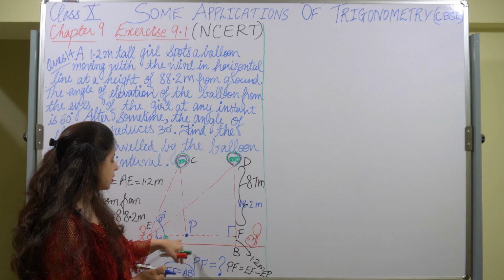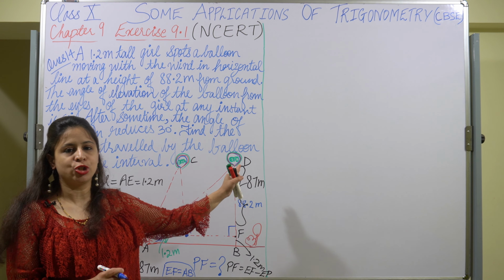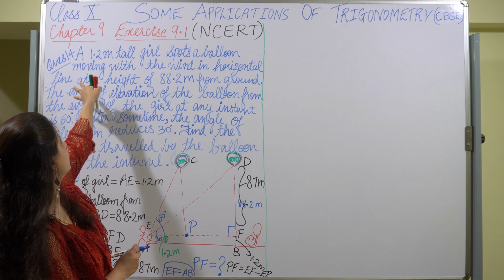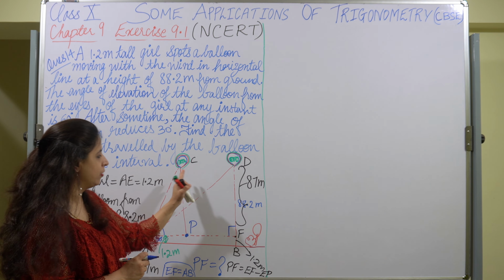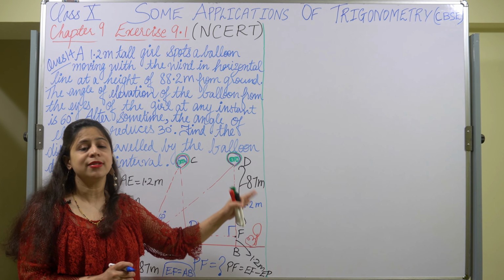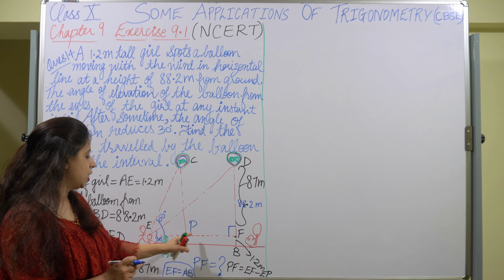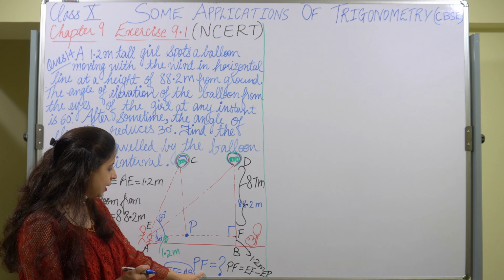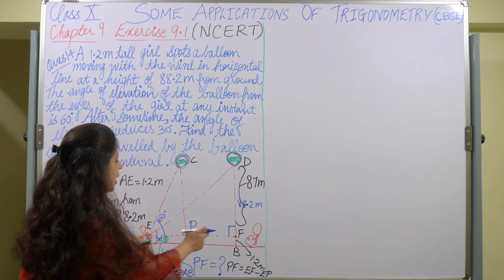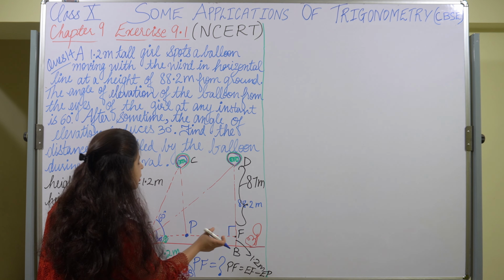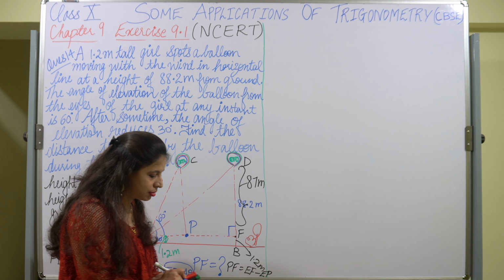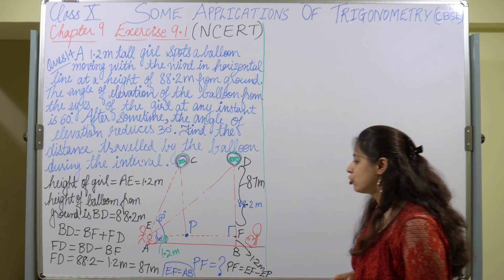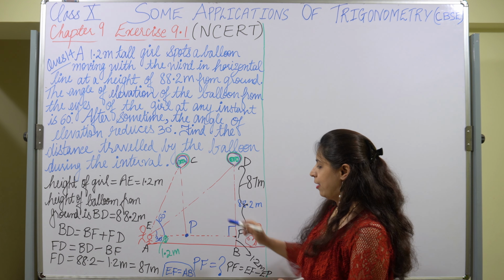So PF is the distance which the balloon traveled as the horizontal wind blew. So when the wind was blowing, the horizontal distance that the balloon traveled is PF. So how can PF be found? EF minus this distance can be found. So let us start with the two triangles. First of all, taking the triangle DFE.